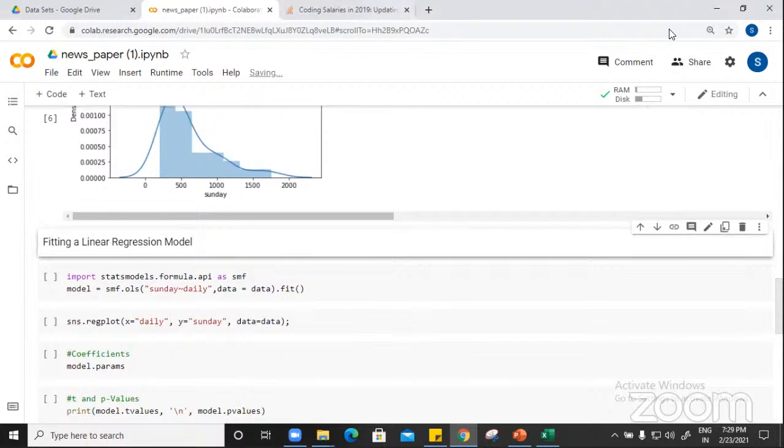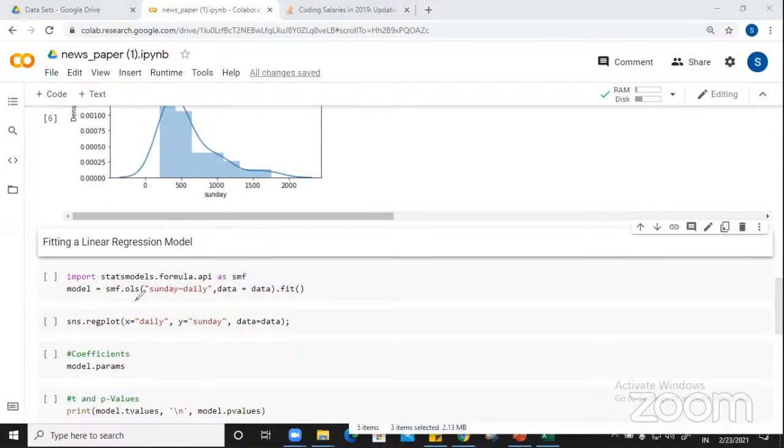The linear regression here is like this. SMF is the library that you have to import: statsmodels.formula.api as smf, alias name is smf. Then smf.ols, ordinary least squares. So this is also called the ordinary least squares method. And then the y variable name. What is the y variable here in our question? Sunday is the y variable, and daily is the x variable, right? Then the data set is data, .fit. Fit means fit the regression equation. So once you execute this, a model will be built.